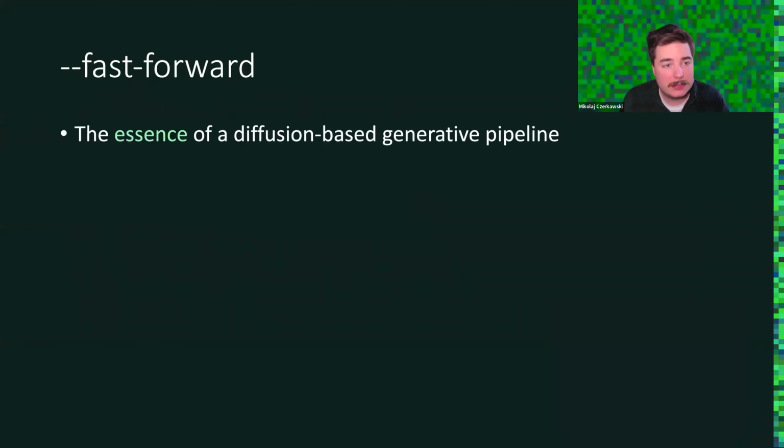So what Fast Forward stands for is the fact that I've tried to capture the essence of a diffusion-based generative pipeline. What I mean by that is that a lot of the resources available online are very large code bases with a lot of features and might not be ideal for learning diffusion. So I've tried to provide a minimal framework for running some useful examples for generating images using diffusion models.